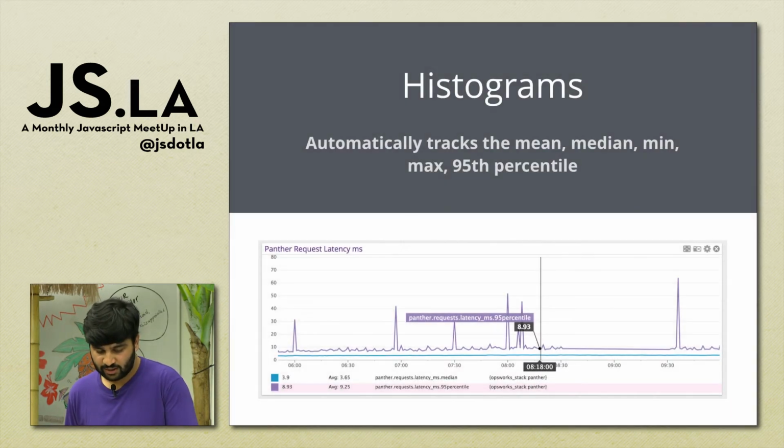And the cool part about StatsD is that it'll automatically keep track of the mean, median, min, max, and 95th percentile. And when you're tracking latency values or any sort of distribution of values, it's not sufficient to really just keep track of the average. You really have to keep track of the 95th or even the 99th percentile, because reporting just the average is kind of a deceiving statistic.